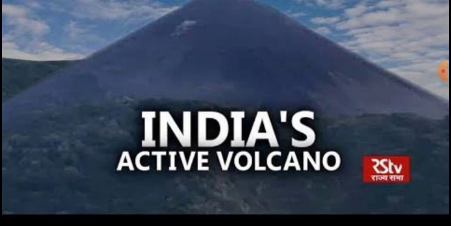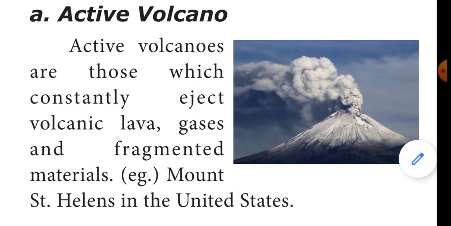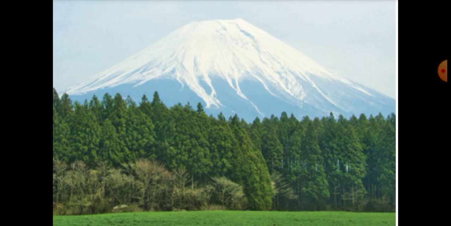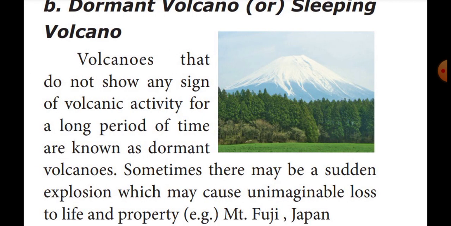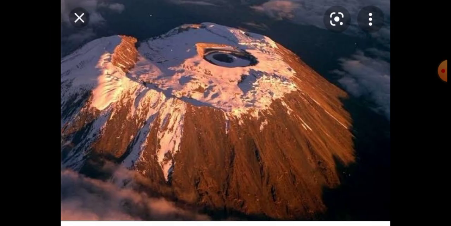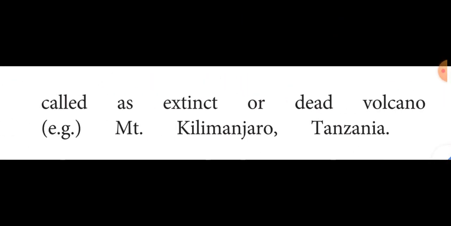Active volcano means it ejects volcanic lava, gases and tiny materials. Dormant volcano means the volcano does not show any sign of volcanic activity for a long period of time. That is called dormant or sleeping volcano. Extinct volcano or dead volcano means it permanently stops the volcanic activity.